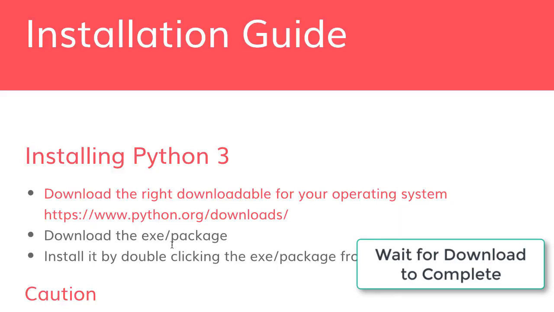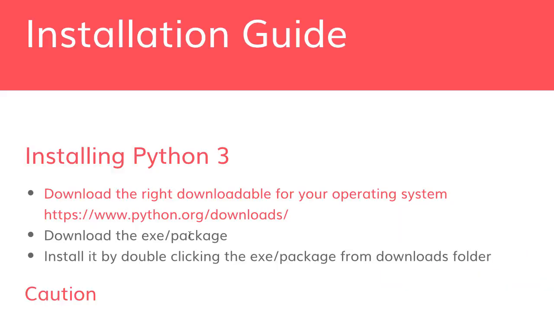Once we have downloaded the exe or the package file, you can browse to it in your downloads folder and install it by double clicking the exe or the package. So just double click on it and the installation should launch up.